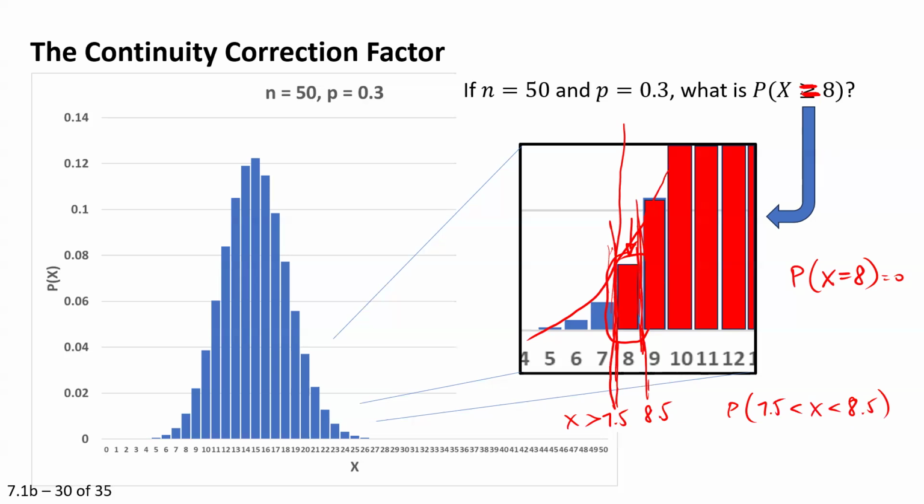And along the same lines, if I want to find out the probability that x is greater than or equal to 8, well, I want to include 8, and I want to include all these things above 8, so the place where I stop is here at 7.5. And if I want to find out the probability that x is less than or equal to 8, that's still going to include 8, but it's going to include all these others here as well. So I'm actually going to cut it off here at 8.5. It's the continuity correction factor here.